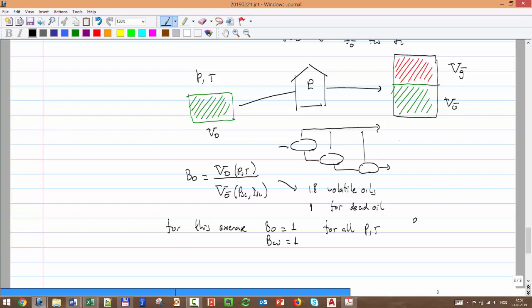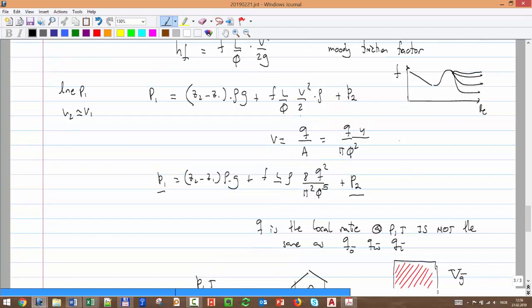Therefore, the Q of oil local will be the Q of oil at standard conditions. The Q of water local will be Q of water at standard conditions. And the Q of the liquid local will be the Q of the liquid at standard conditions. An assumption, okay, just to make your life easy. If that's not the case, what do we do with that equation? Can we still use this equation?